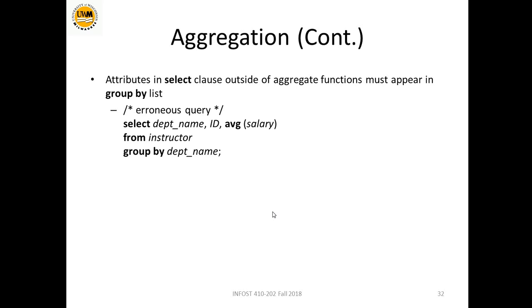For example, let's see, attributes in the select clause outside of the aggregate functions must appear in a group by list. So here the result is erroneous because the ID is not included in the group by clause. So in this case, to have the right result, we need to group by department name and ID.